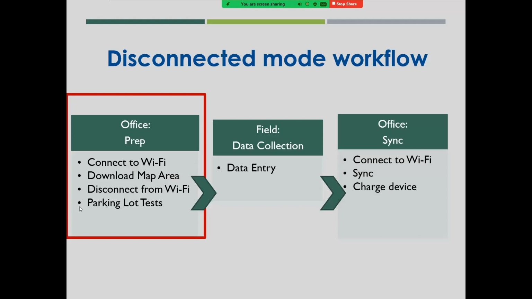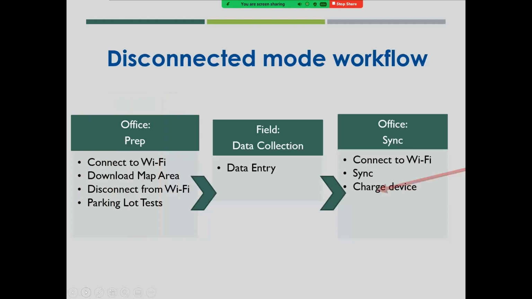And I've got a little bullet at the bottom here, parking lot tests. What I mean is, make sure before you actually leave the parking lot that all of that seems to be in order. But once you've done that and you're disconnected, you go on out into the field, collect data. At the end of the day, or when that data is complete, come back to an office or connect to a Wi-Fi that is reliable, and synchronize that data. And I've got a little bullet point here to charge the device. Now, the really important steps are in this red box. Those are the steps that matter and help set you up for collecting data through the day. The other really important step is that sync at the end of the day.